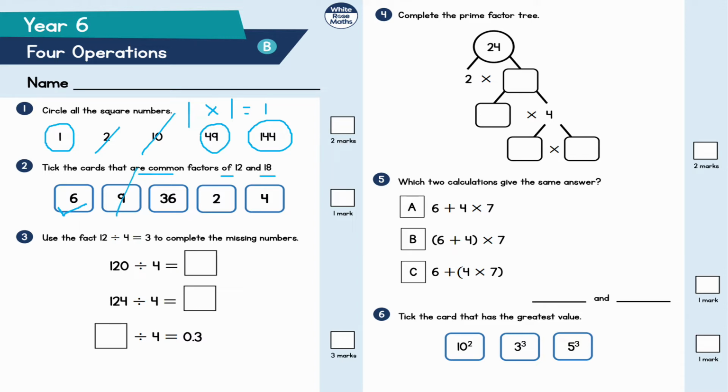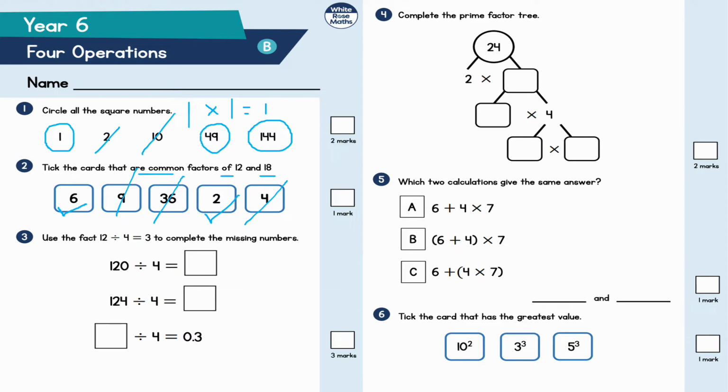36 is actually a multiple of 12 and 18, but not a factor. A factor has to equal the number or less. So you can never have a factor bigger than that number, if that makes sense. That ends up being what we call a multiple rather than a factor. 2 is a factor of 12 and 18. 4 is a factor of 12 but not 18, so that one's going to be out.